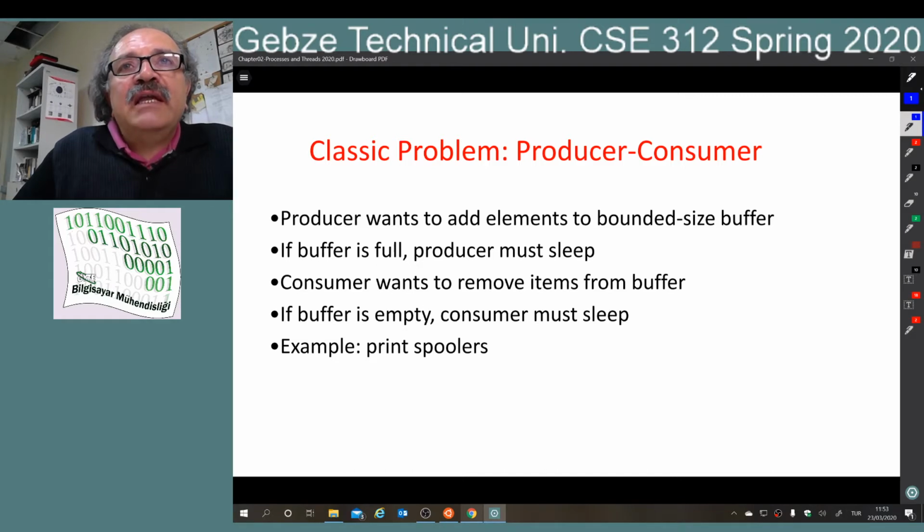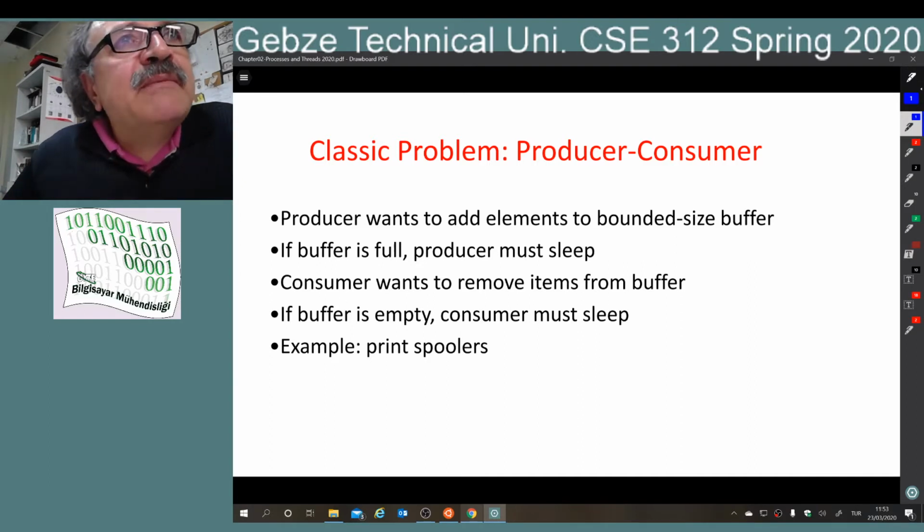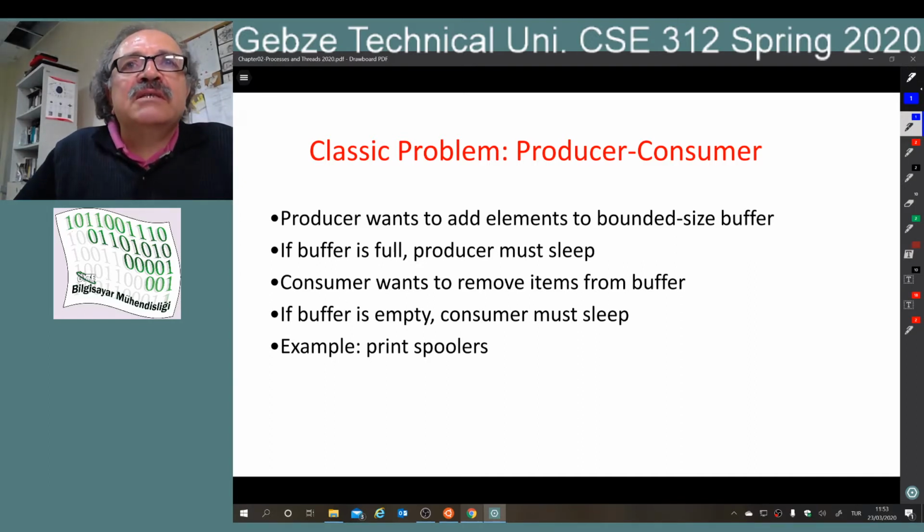Is this priority handling? Yeah, the operating system has to support the priorities, yes.